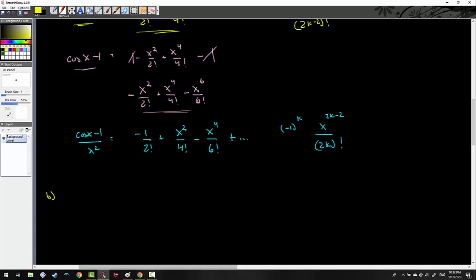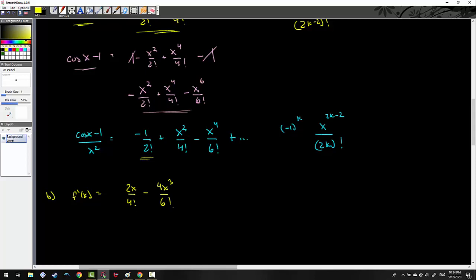Question B reads, use the Taylor series for f about x equals 0 found in part A to determine whether f has a relative min, max, or neither at x equals 0. Give a reason for your answer. Okay, relative mins and maxes, I can do that. That's going to be the first derivative right there. So f prime of x is going to be, well, this constant up here is going to go away. It looks like I end up with just 2x over 4 factorial minus 4x cubed over 6 factorial.